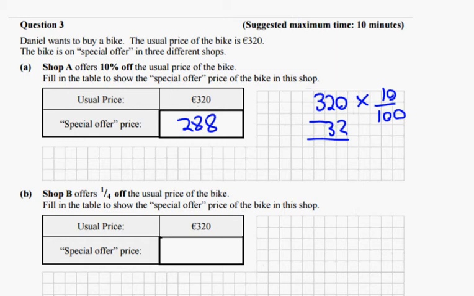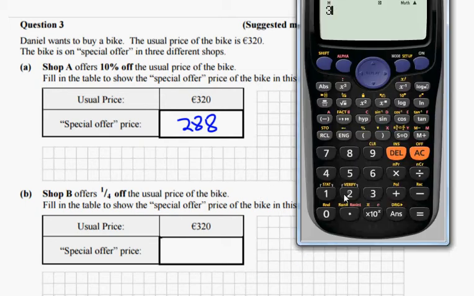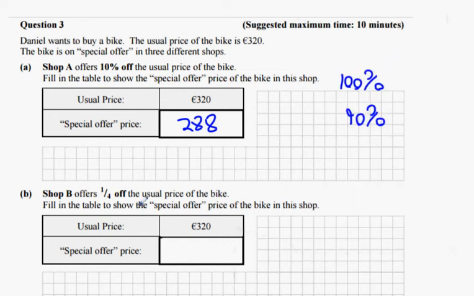Another way to do it is when you take 100%, and what we're going to find out is what 90% is. Okay? So what we could have done was got 320 divided by 100, find out what 1% is, and multiply by 90 to find out what 90% is. Same thing. Shop B offers a quarter of the usual price of the bike. Fill in the table. So quarter of the bike. So quarter of 320 off, which is €80. Take away €80 from that, and you get 240.